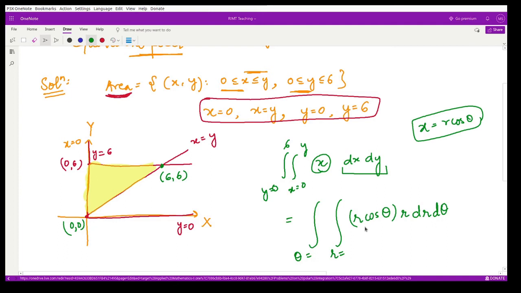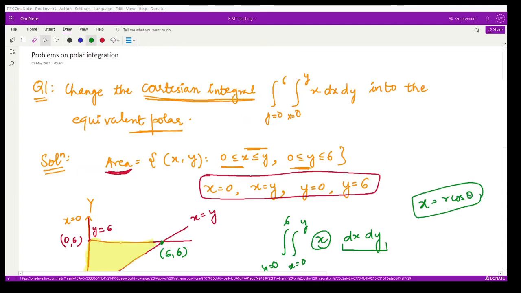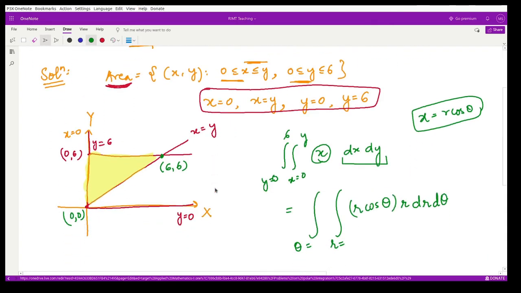So for that we have to determine the limits of theta. Now let us see what the limits of r and theta are. What you did previously, you just draw a ray within this shaded portion. So that means you will draw this ray, say this is some ray L.